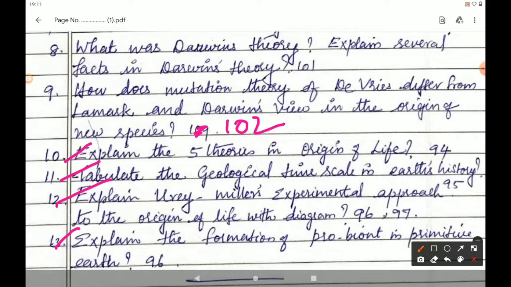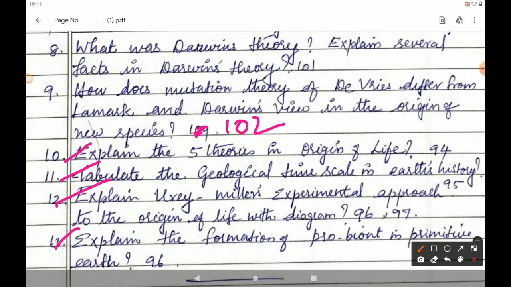The answer for this question is given in page number 96 under the heading biological evolution 6.3, formation of protobiont. From "abiotically produced" till the end of the paragraph, "eukaryotes evolved". Thus, prokaryote and eukaryote evolved. That is above the experimental approach of Urey Miller. Above that line, close the bracket.